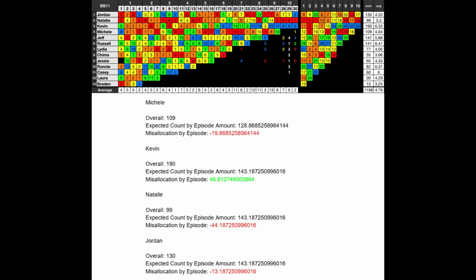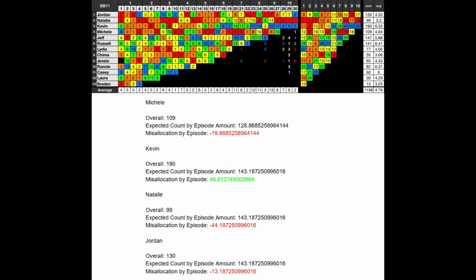Michelle got 109 diary rooms, and her expected count by episode amount is 128.86, causing her to have a negative 19.86 misallocation amount. Kevin got 190 diary rooms, and his expected count by episode amount is 143.18, causing him to have a 46.81 misallocation amount. This is huge, and I think this might be one of the largest misallocation amounts in general. So I really wasn't expecting this number.